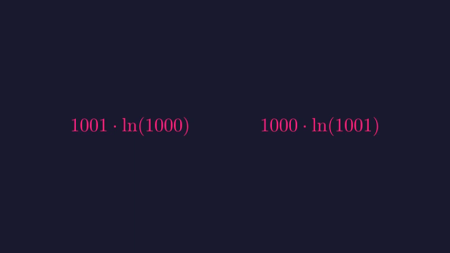On the left side, we now have 1001 multiplied by the natural log of 1000. On the right side, we have 1000 multiplied by the natural log of 1001. At this stage, the comparison is still not entirely obvious. To see the relationship clearly, we need to separate the variables.